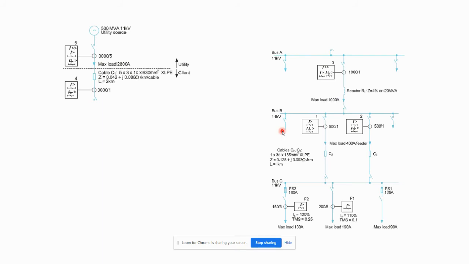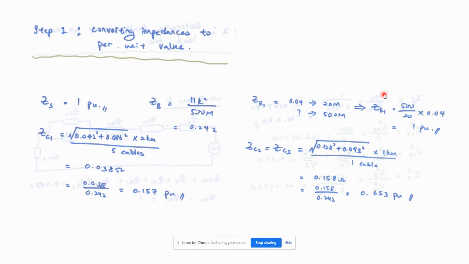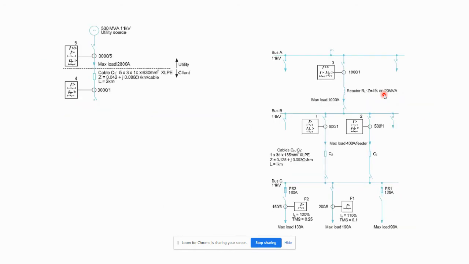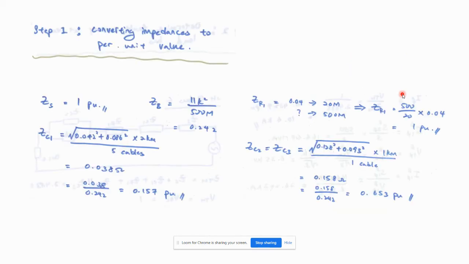And ZR1, you are given in 4% on 20 MVA. So 4% is already a per unit. So you want to get the Z on the 500 MVA basis, right? So 20 MVA is 4%, and then 500 MVA is how many percent? You want to convert it on a 500 MVA basis. So by doing the simple rearrangement, you get 1 per unit.